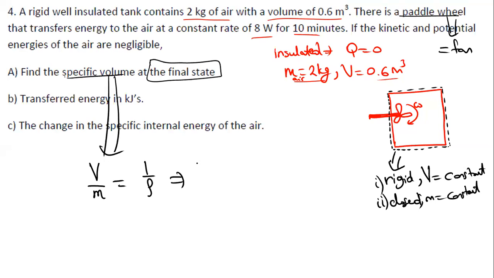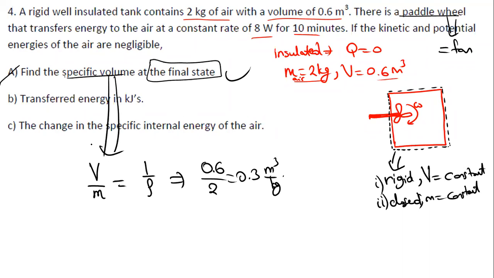Volume is constant. You just divide these two ratios. 0.6 divided by 2, you will have 0.3 meter cubed per kilogram. This is the first case. And now the A case, we finished. B case, transferred energies in kilojoules. Firstly, we should look at the transferred energies here.